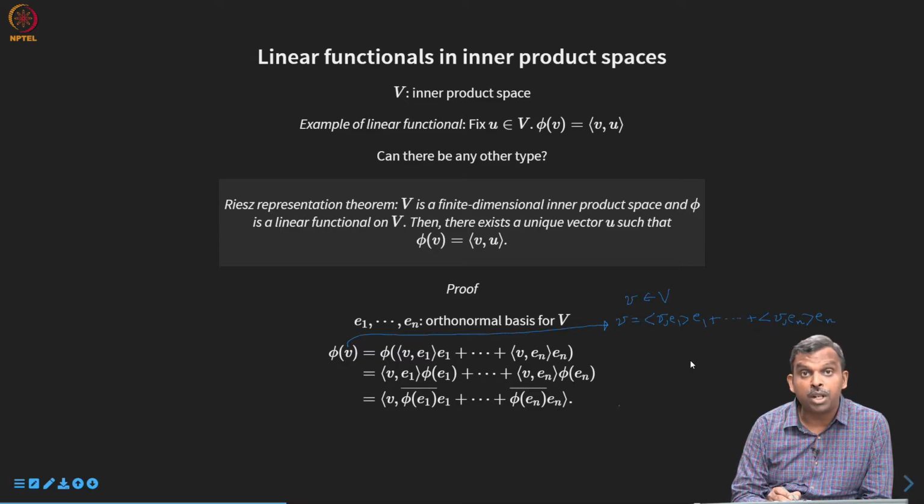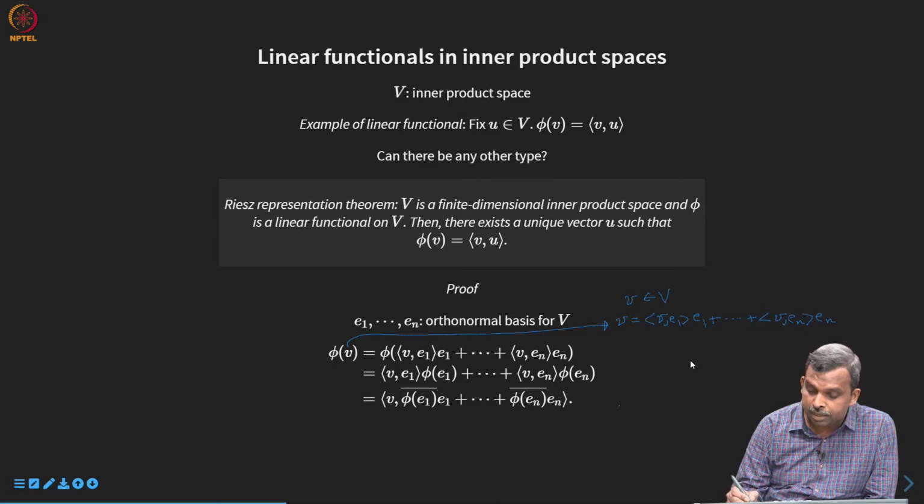Now you use the property of the linear functional, right? So phi is going to go inside the linear combination. The inner product of v comma e1 is a scalar, e1 is the vector, so phi will just apply on that e1, the scalar will come out, right? So this is a linear map, so under linear combinations, the phi will go in, right? So you have phi of e1, phi of en. Now notice this phi of ei is a scalar, okay?